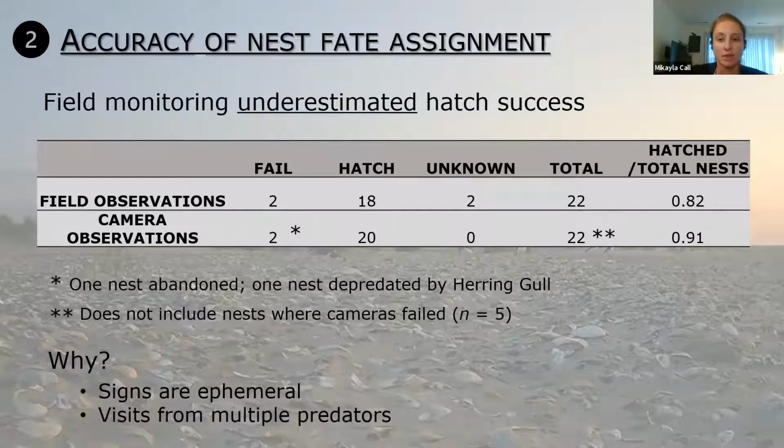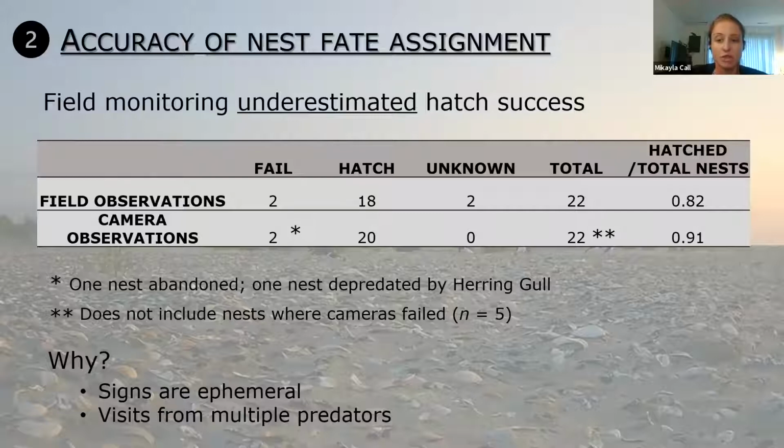It was likely because field monitoring often relies on the presence of signs around the nest site to indicate hatching or failure, such as tracks or eggshell fragments. These signs are ephemeral and are quickly removed by wind and rain, and at a site such as Metomkin, where monitoring intervals may be 7 days or more, identifying nest fate can be difficult because signs may not be present.